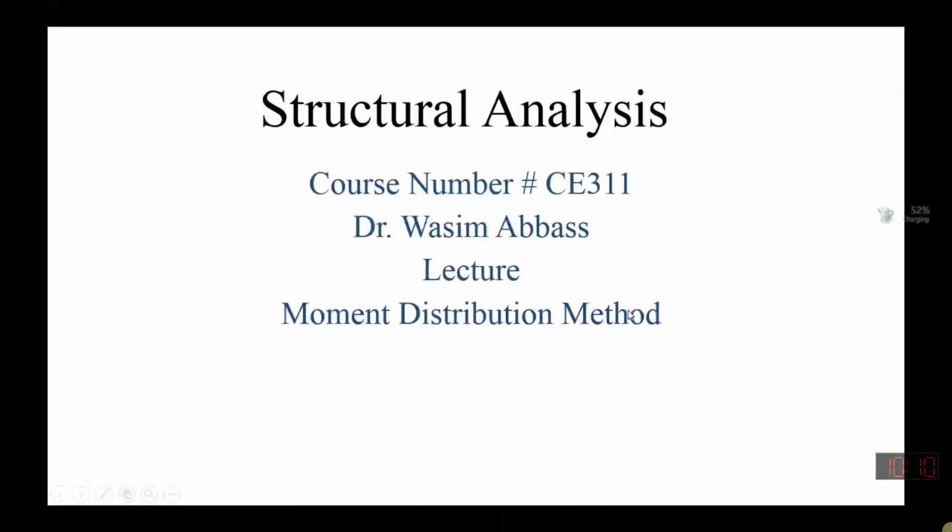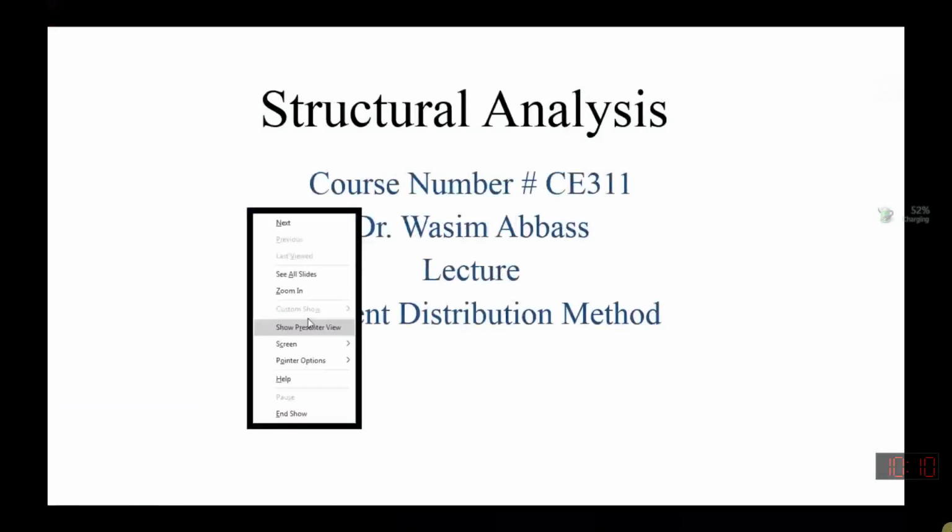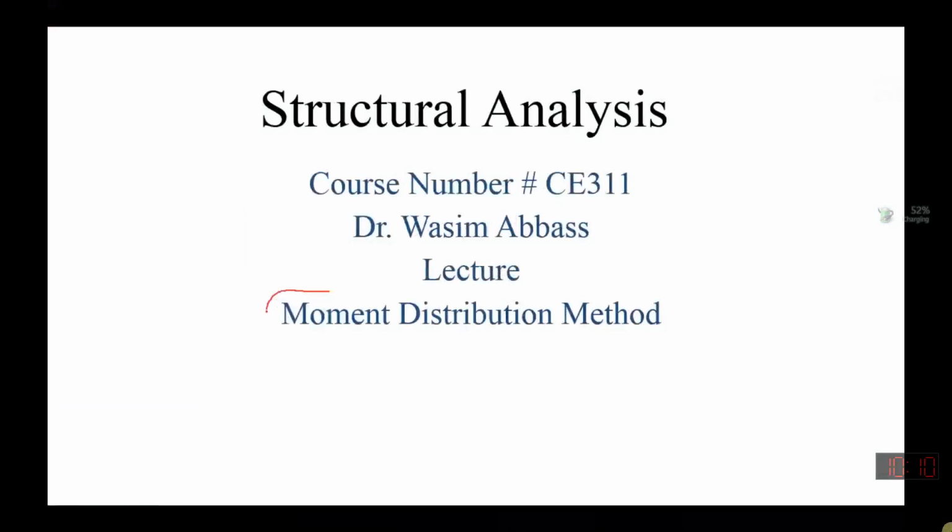Yes, sir. Okay. So this is the second topic we are going to start, that is moment distribution method. The first one was slope deflection method. This method also comes under the category of displacement method. So the moment distribution method is the second method we are covering under the heading of displacement method, whereas force method you have already covered with Dr. Yusuf. What this method states, how it operates, how we can solve any indeterminate structure with the help of moment distribution method, we are going to cover inshallah in today's lecture.